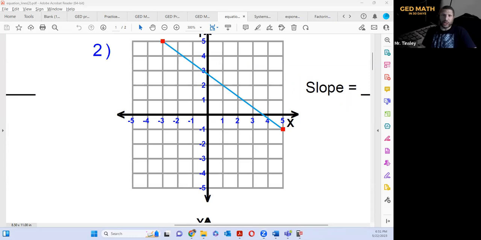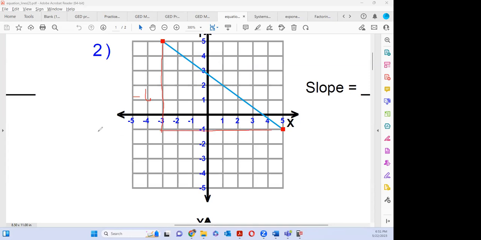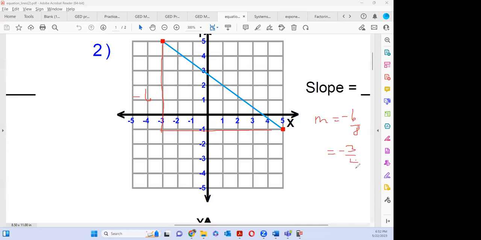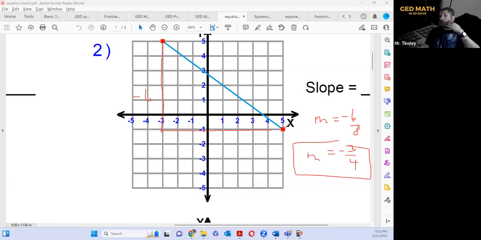Because most people think, oh, it's not crossing the y-axis as a whole number, I can't. But you can. You gotta go down 6, and go over 8. So my slope is -6 over 8. I'm going to reduce that to -3/4. Once I know my slope, I've got to use one of these points.